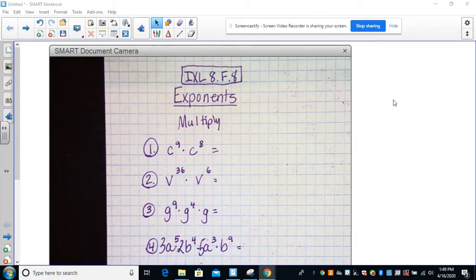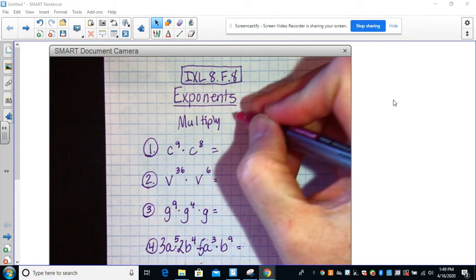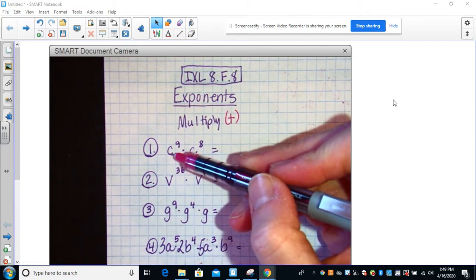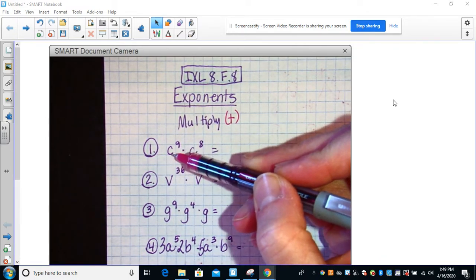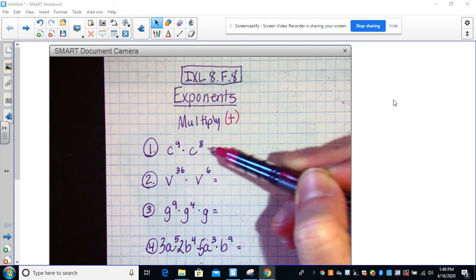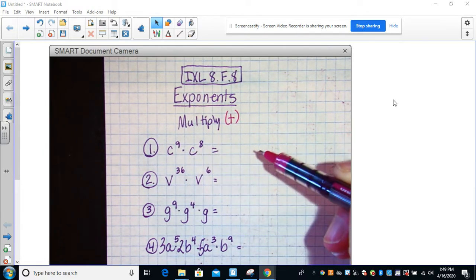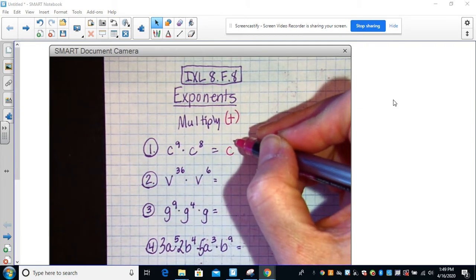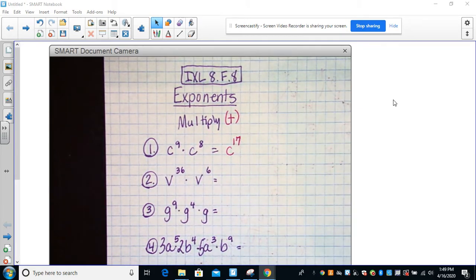This is a review when you are multiplying exponents. The rule is when your bases are alike, when you multiply, you add the exponents. Just imagine this being 9 C's listed out 9 times and then 8 C's listed out 8 times. So if you add the 9 plus 8, the base is still C, but your exponent is 17.